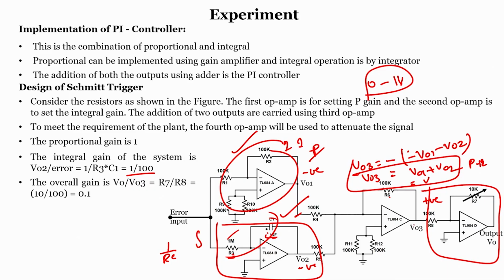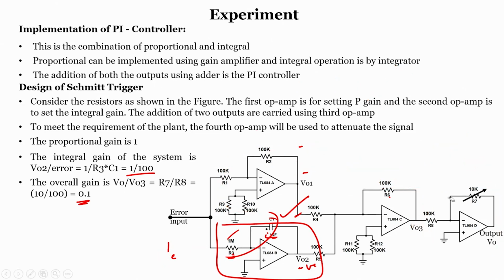So, compared to the voltage whatever we get, it will always multiply with a factor of 0.1. So, even if the input voltage is somewhere around 10 volts, it will be at 1 volt, which will match the plant requirement.